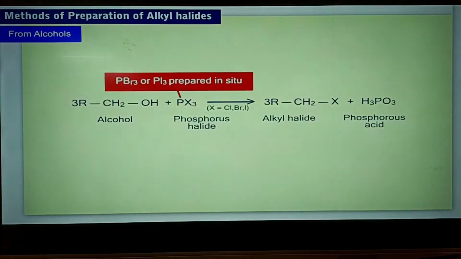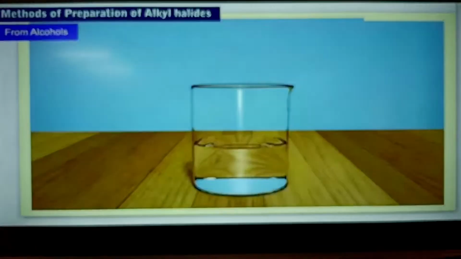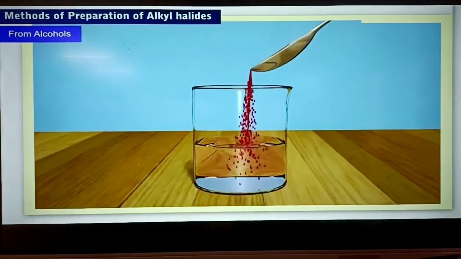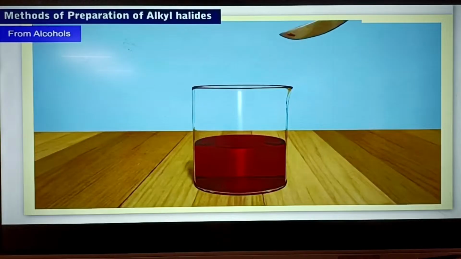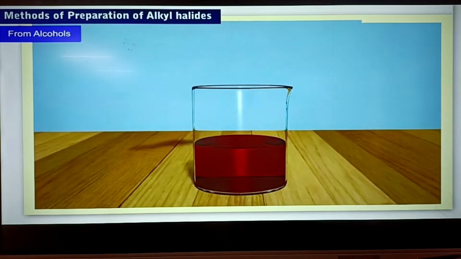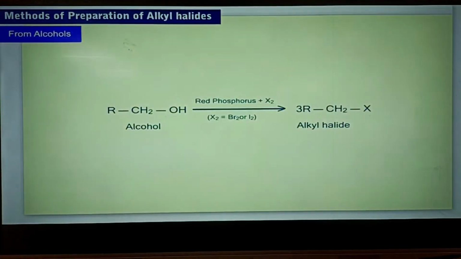Sometimes these reactions are carried out by generating either phosphorus tribromide or phosphorus triiodide in situ. That is, making them right in the reaction vessel. This is done by adding red phosphorus and either bromine or iodine to the reaction mixture. The substitution reaction is represented here with the reaction conditions written over the arrow.